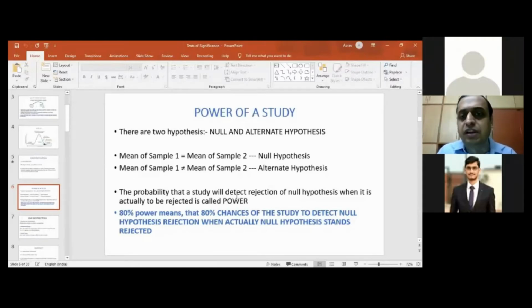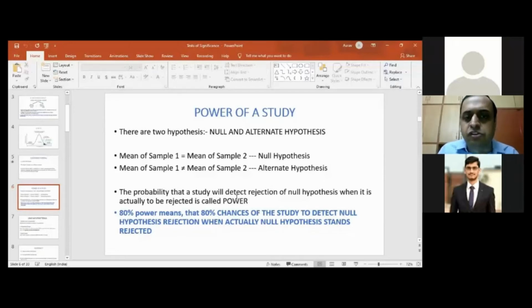So if you are rejecting the null hypothesis, because the null hypothesis says the means of the two samples are the same, then we know that there is a difference between the two. Now will this study be able to detect this difference? That is called the power of the study.